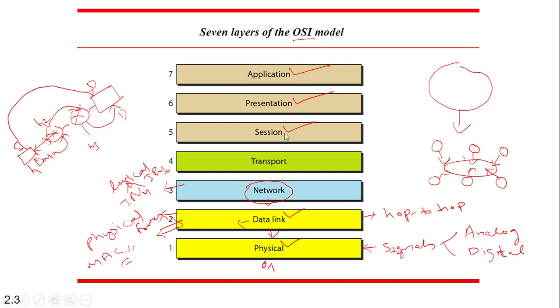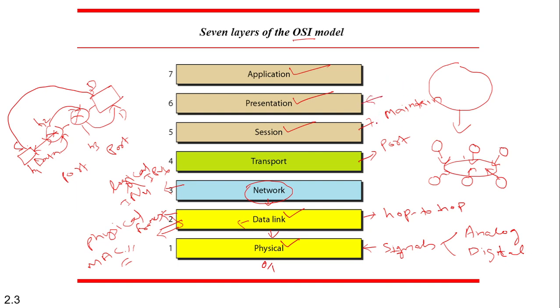Next comes the transport layer. The transport layer is responsible for delivering data from port to port, or application to application. The address associated with this is known as the port address. We will discuss what a port address is in future. This transport layer is responsible for port to port delivery. The session layer is responsible for maintaining the session between the source and the destination.